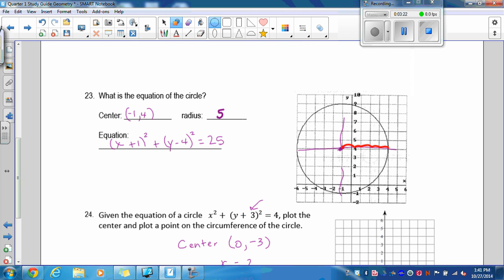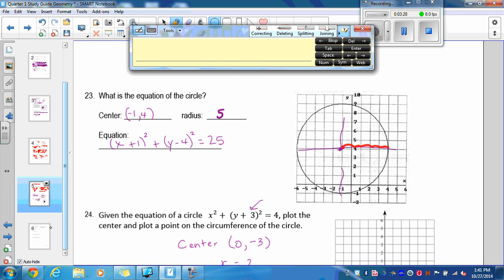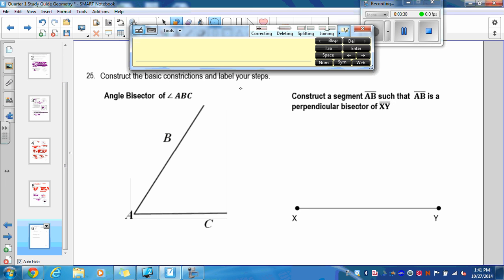So now let's take a look at the constructions that you need to practice. So the constructions that you need to practice look a little bit like this.